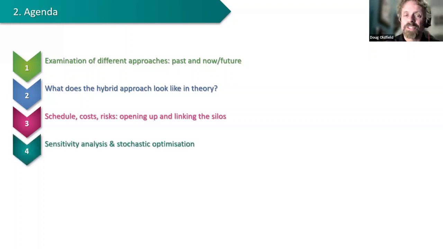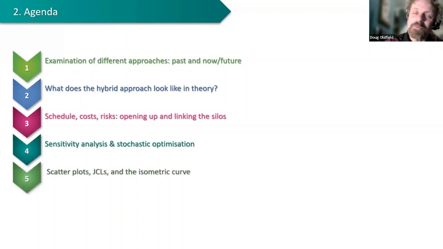We'll also talk about sensitivity analysis and stochastic optimization. So how we can use the outcomes or the outputs from the analysis that we've done, in order to start thinking about how we can deliver better outcomes on our project, whether it's from a schedule perspective, a cost perspective, or even both of those things together.